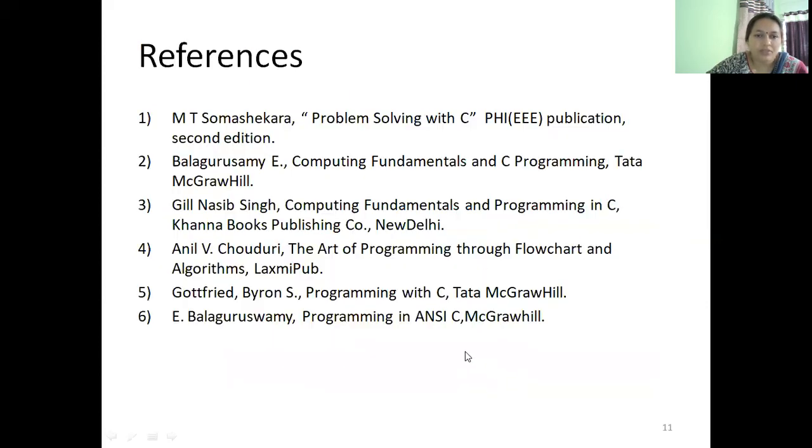So that was about the arithmetic expressions and their evaluations.